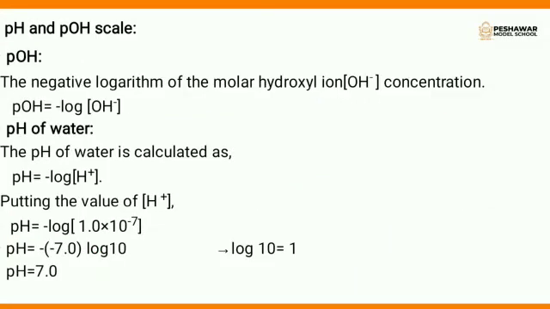What is pOH? pOH is the negative logarithm of the molar hydroxyl ion concentration. So pOH is equal to minus log [OH-]. This bracket is used for the molar concentration. It shows the molar concentrations.